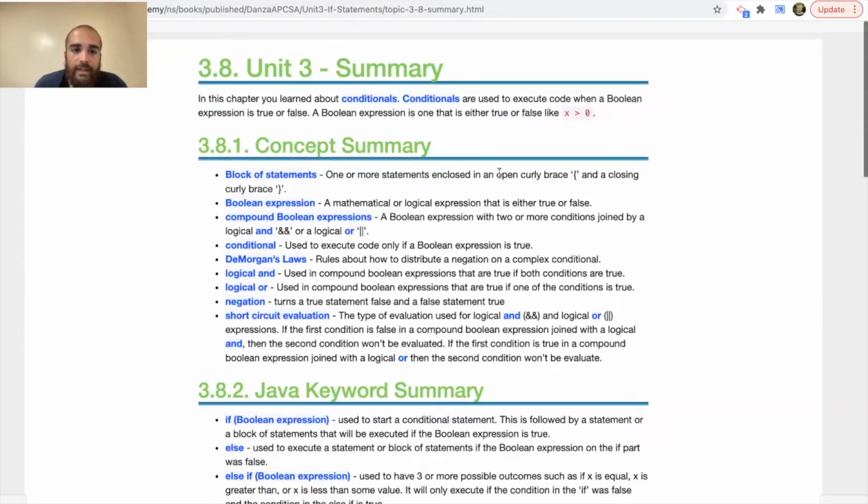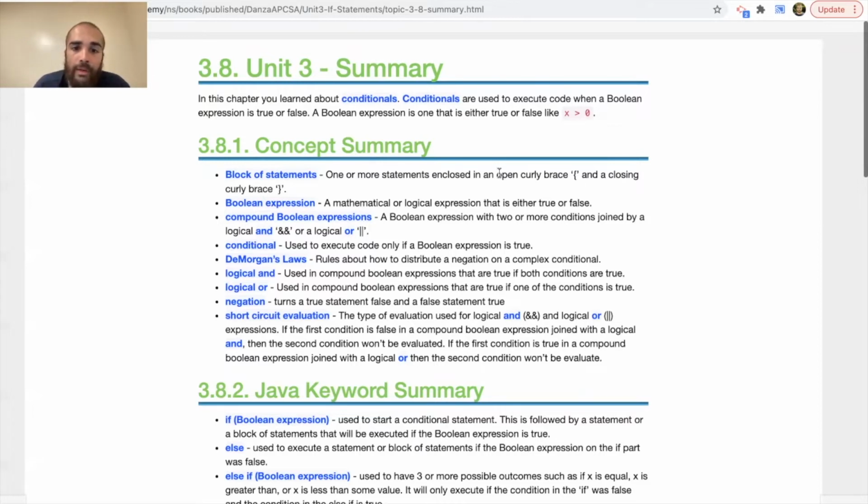Okay, some different concepts that we talked about. The block of statements. It says one or more statements enclosed in an open curly brace and a closing curly brace. It's called a block. That's why in our ifs, we typically wrote them with curly braces. Okay, Boolean expression. It says a mathematical or logical expression that is either true or false. If a condition is true, then it continues inside of that condition. If it's false, then it skips that, doesn't execute that line, and moves on.